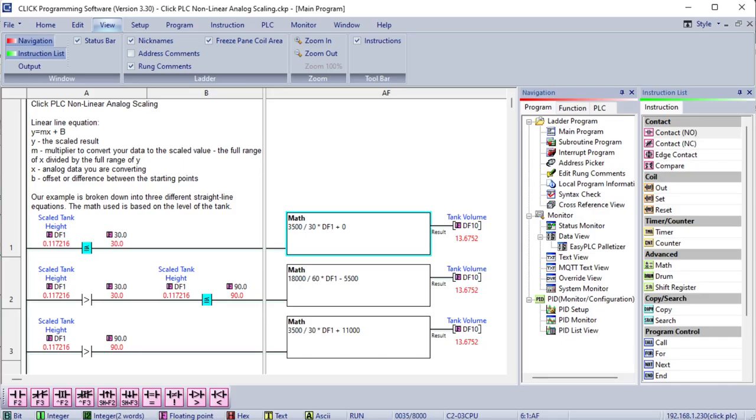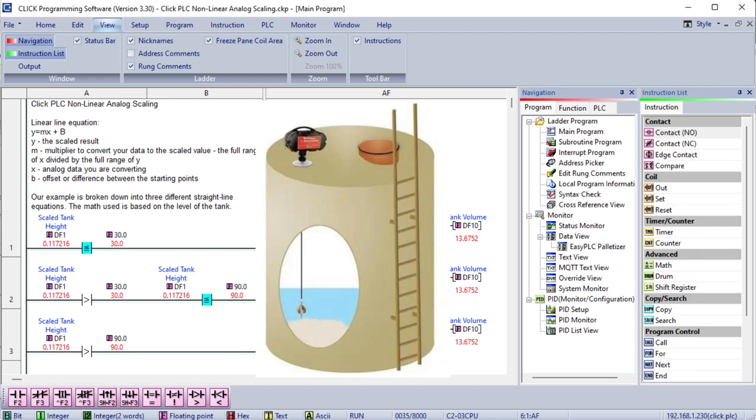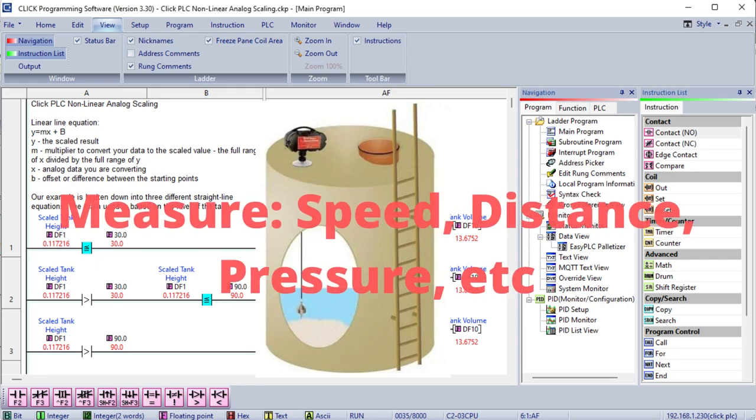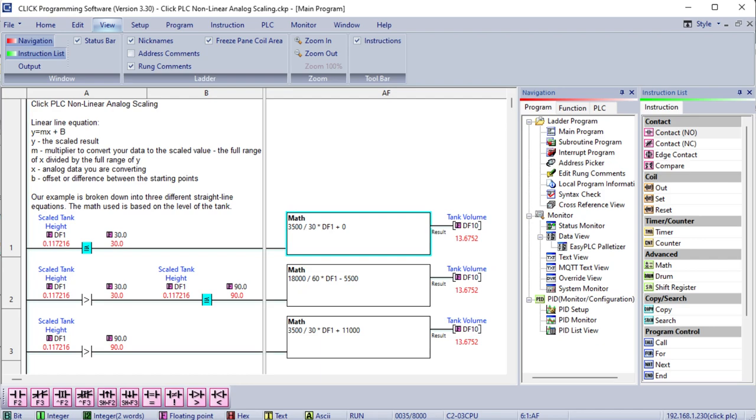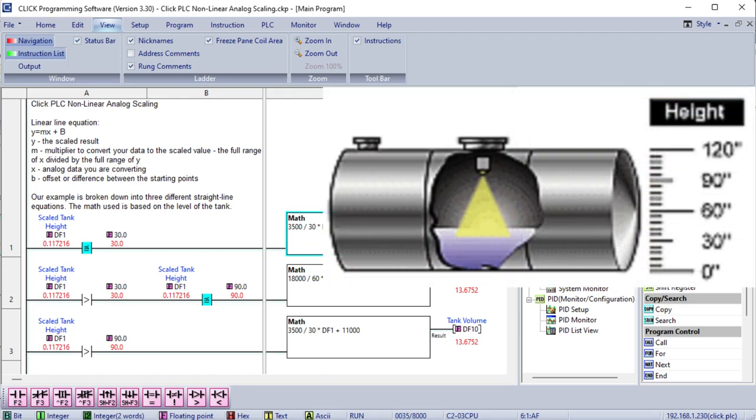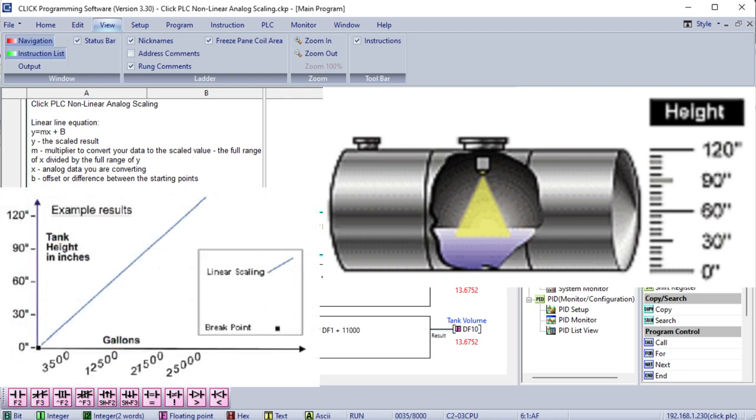What are analog signals? Analog signals refer to the measurement range instead of a discrete on-off signal. This range can represent many things like speed, distance, pressure, etc. In our application, the analog input signal will be the level in the tank. The sensor in a tank will read the level of liquid. This is linear from 0 to 120 inches. Linear means that if we were to plot this on a graph, the line would be straight.